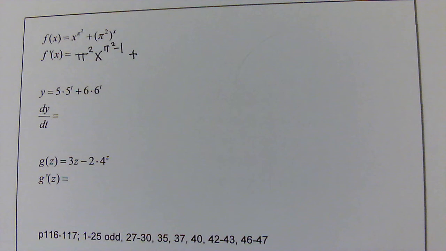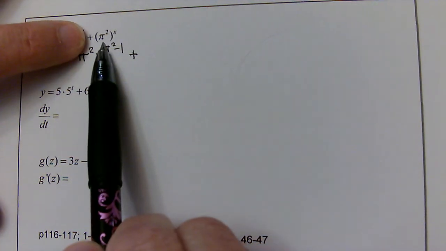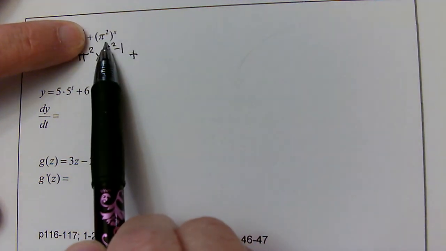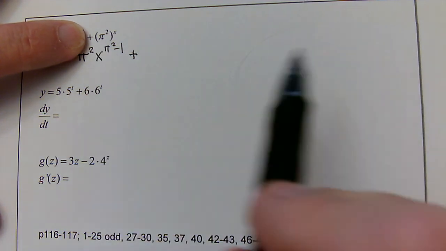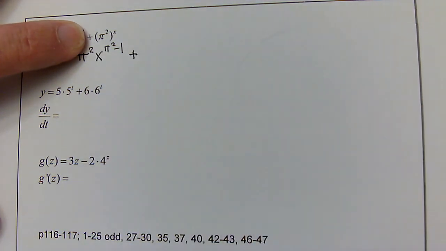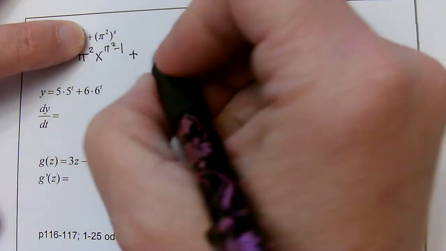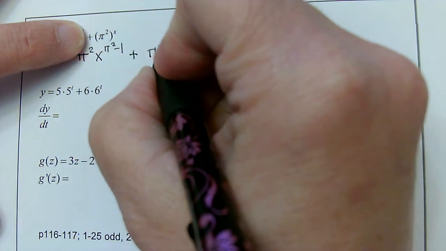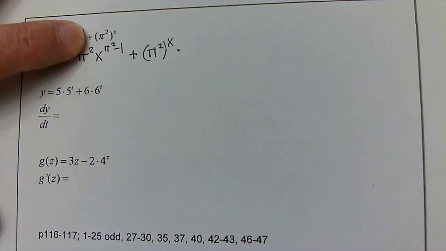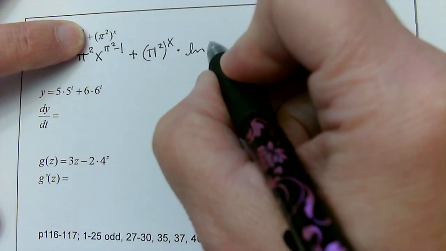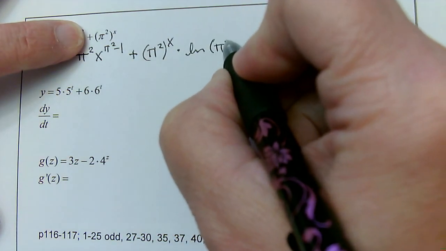Now, because this function consists of a sum of two other functions, we're just going to add the derivative of the other part. Well, this one is exponential. Its base is pi squared, which again is just a constant, and its variable is x. So the derivative of an exponential function is itself, so I just copy pi squared to the x, but then I have to multiply it by the natural log of its base, pi squared.